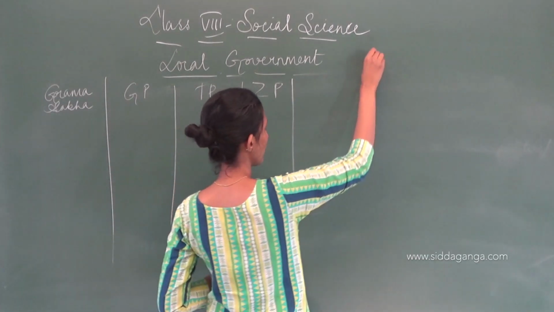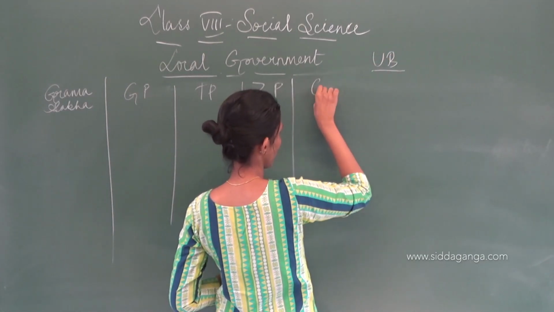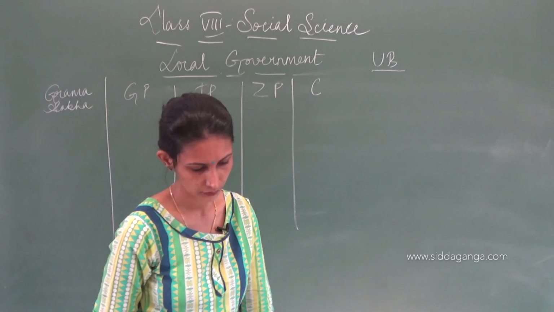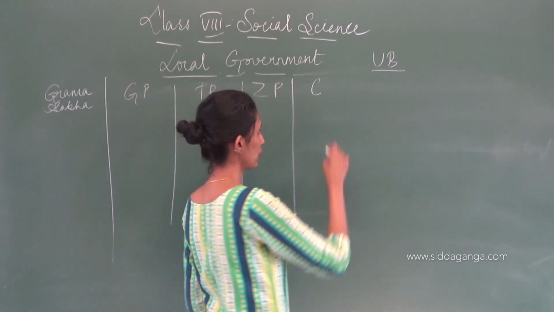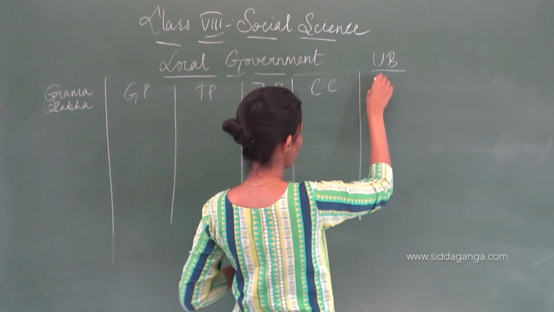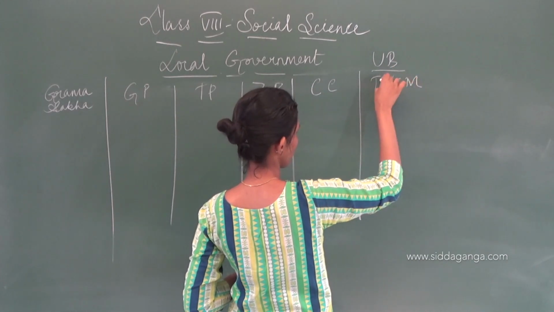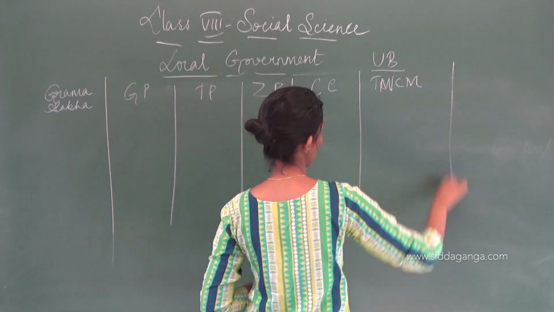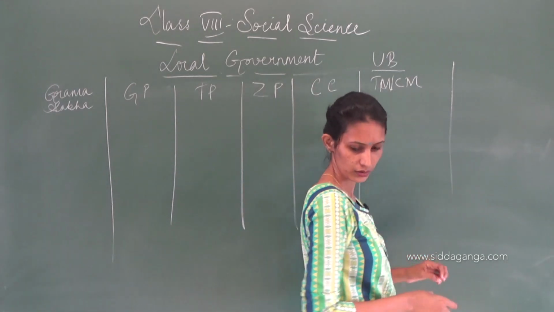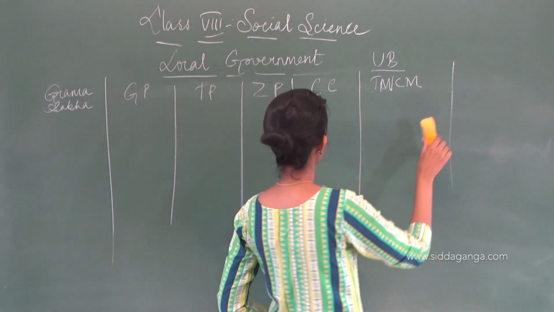After that, urban bodies: city corporation, then town municipalities or city municipalities. You have only 2 in that.